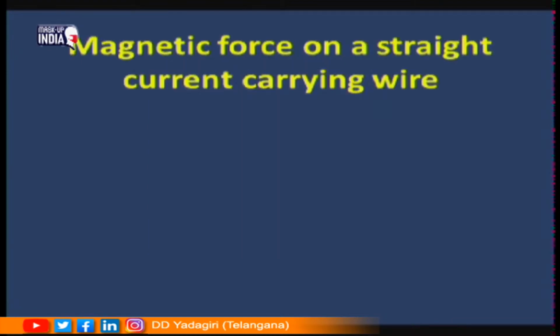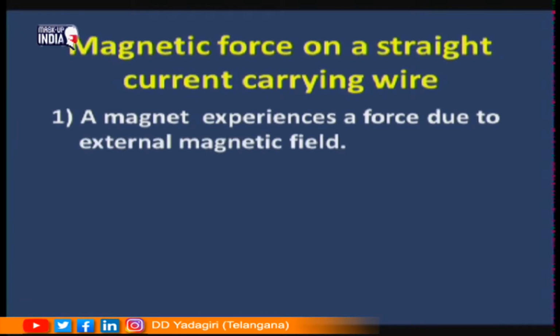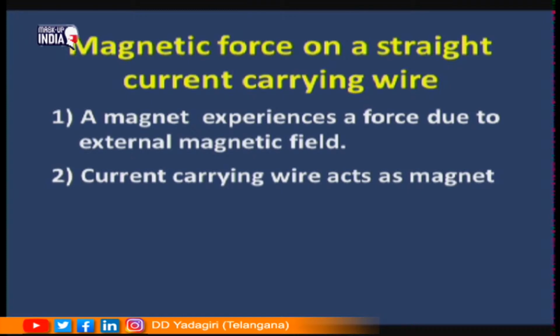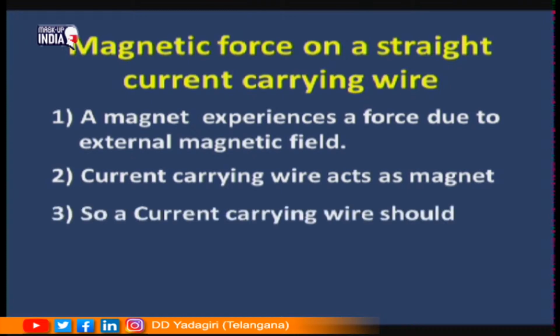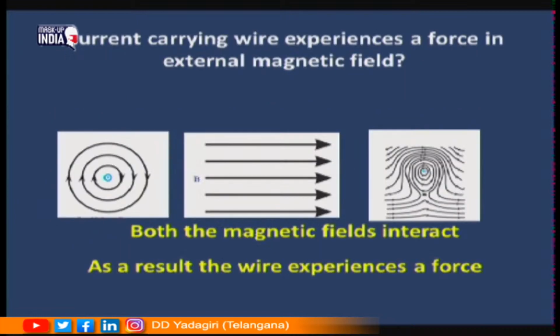We discussed magnetic force acting on a straight current carrying wire. A magnet experiences a force due to external magnetic field. As a current carrying wire acts as magnet, it also must experience a force in external magnetic field. A current carrying wire has its own magnetic field, and when it is placed in external magnetic field, both these magnetic fields interact, and as a result the wire experiences a force.